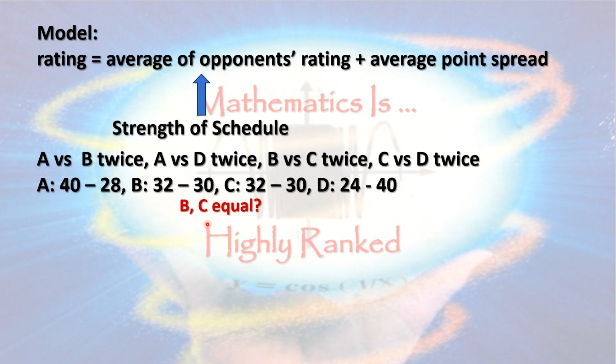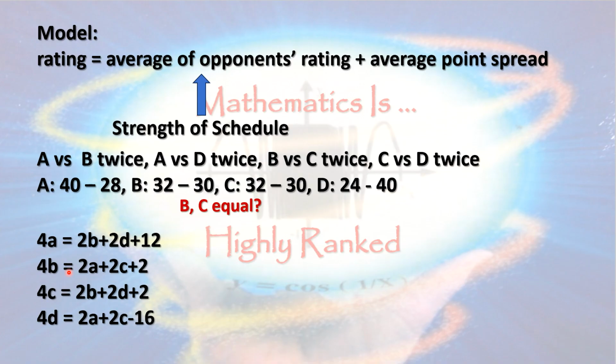For B's equation, its net points are 2, so for B, 4B equals 2A plus 2C plus 2, since B played 4 games, 2 against A, 2 against C. Similarly, for Team C, we get the equation 4C equals 2B plus 2D plus 2. And for Team D, we have 4D equals 2A plus 2C minus 16. D got outscored by 16 points.